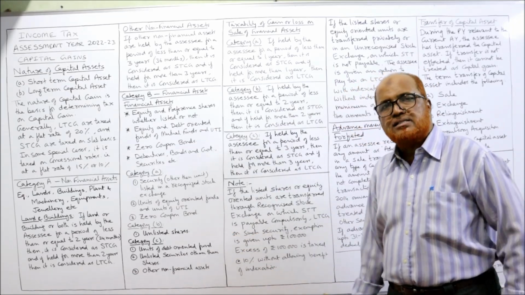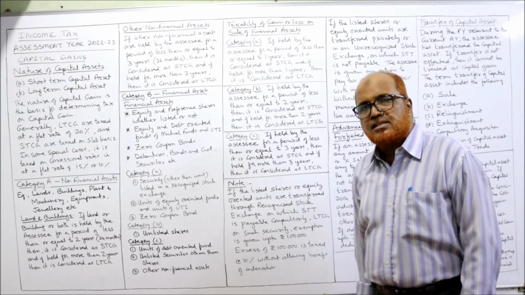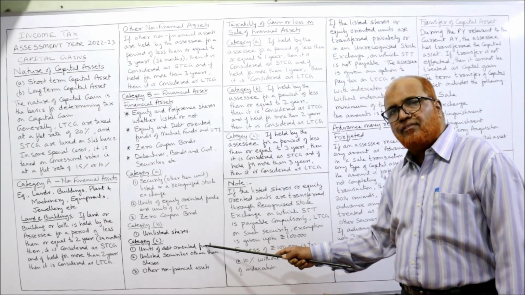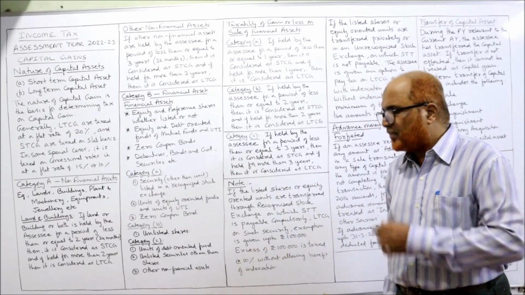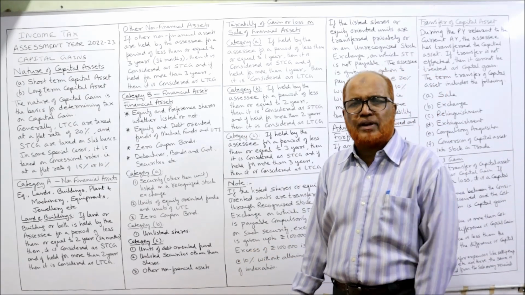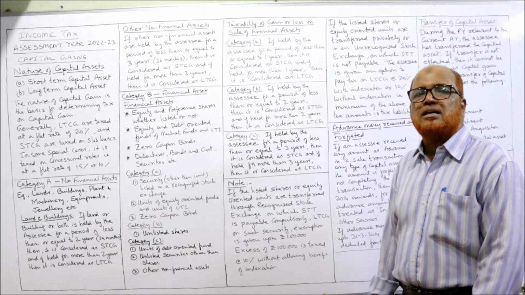Category B, unlisted shares. And category C, units of debt oriented fund, unlisted security other than shares and other non-financial assets. Any other non-financial assets will come under C category.